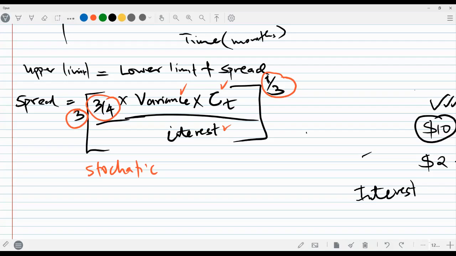Don't cram the formula. The formula will be given to you by the examiner. So don't cram it, but it's good to know how to apply the formula, and that's how you get the cost of the spread. Once you have the spread, you can therefore get the upper limit.